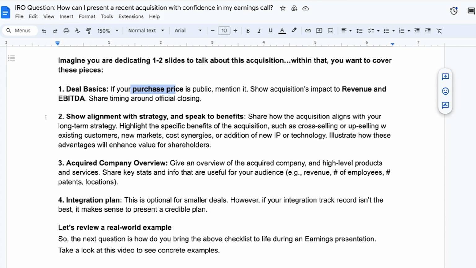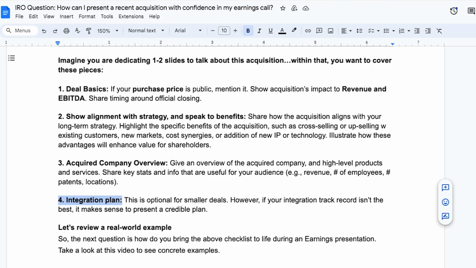Next, you want to show how the deal is aligned with your strategy and speak to the benefits that the acquired company brings to the table. We also suggest you give an overview of the company, high level, its products and services, speak to its scale. And then optionally, you may talk about the integration plan, which is useful if your track record isn't the best, but otherwise you can leave it out.